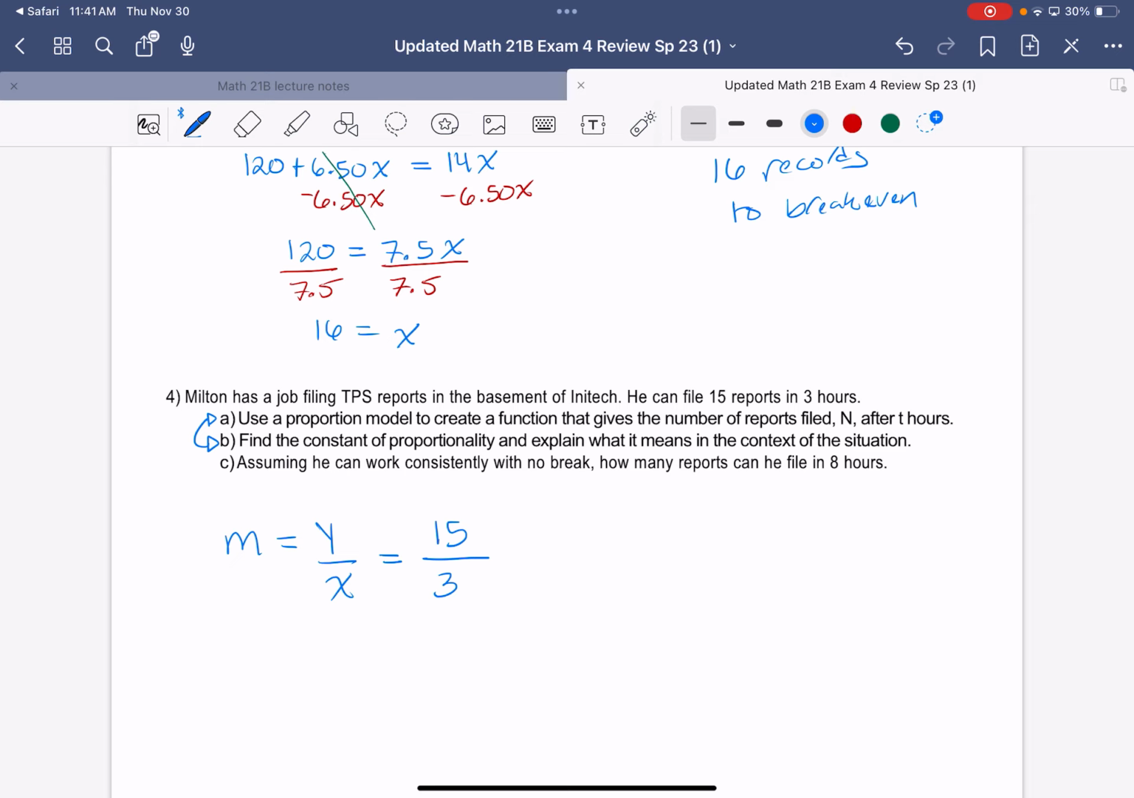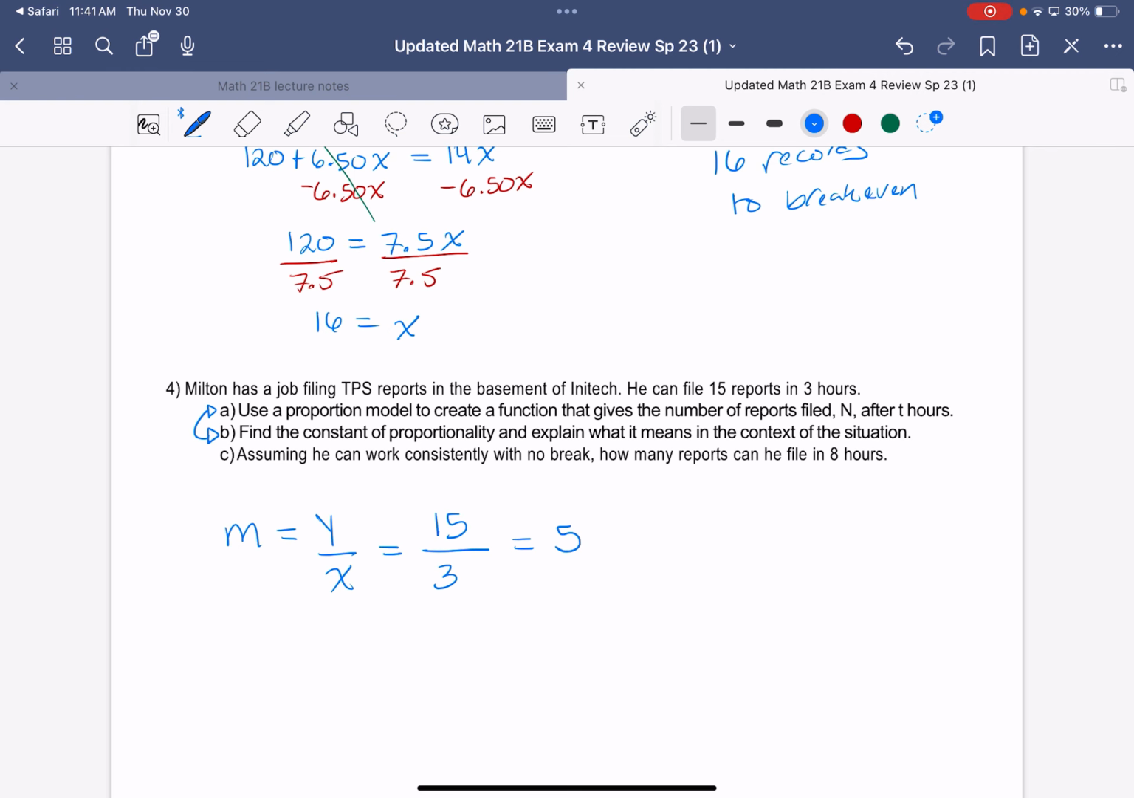Remember, one of the ways we know that is because if you're given a measure of time, 99% of the time that's going to be your x. Hours is a measure of time, so that's our x value. So this will equal 5. What does it mean in the context of the situation? Milton can file 5 reports per hour. Any questions there?